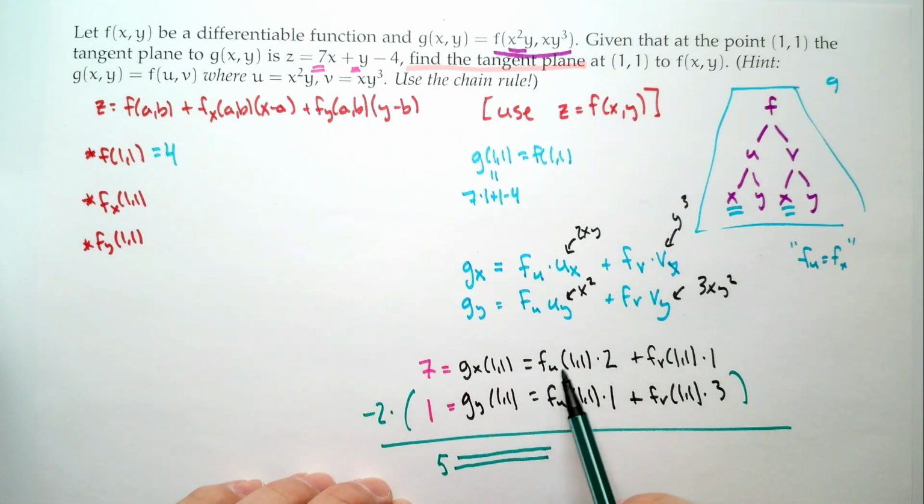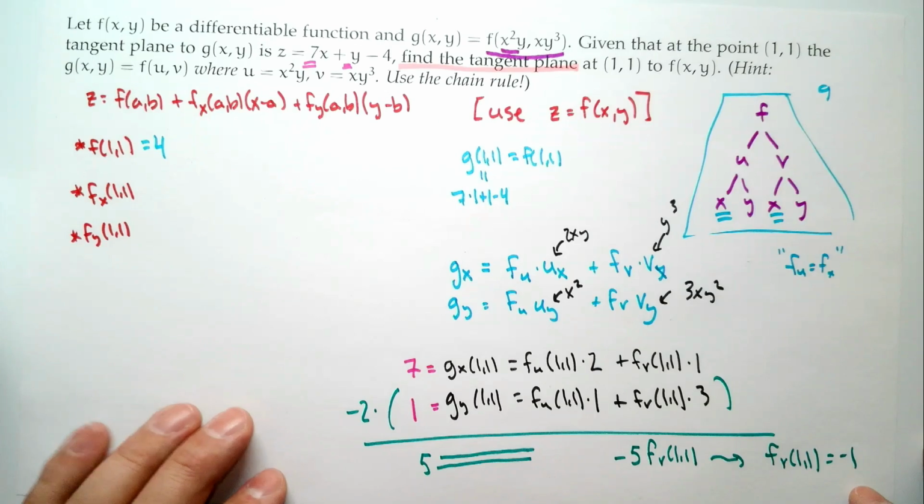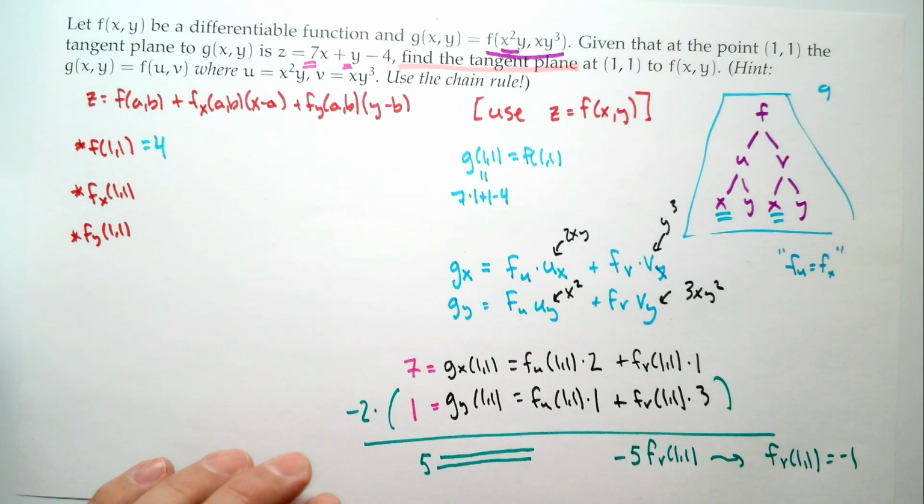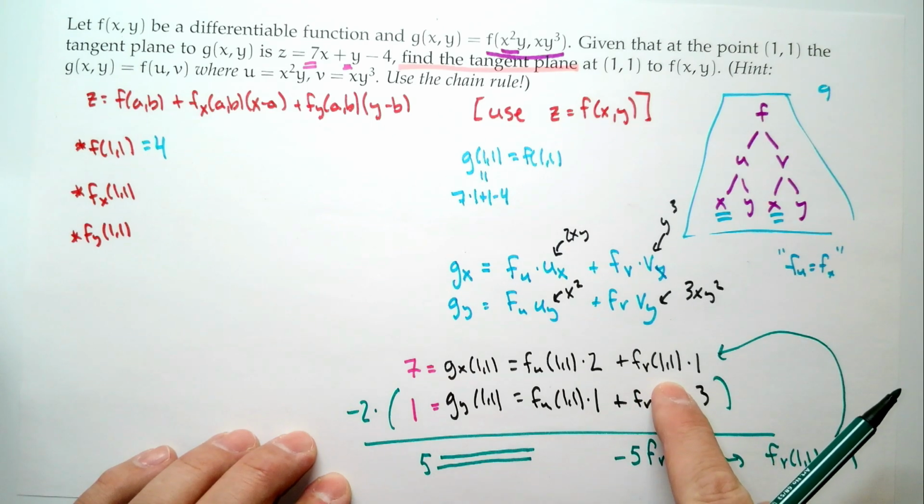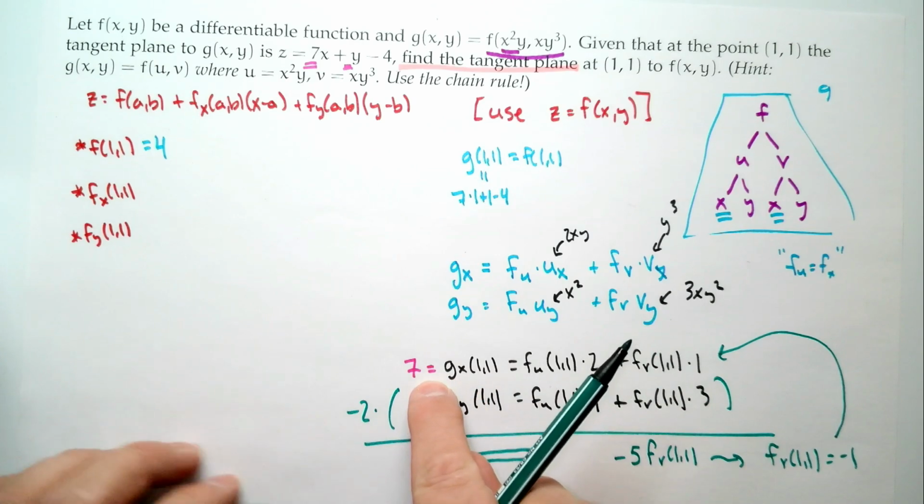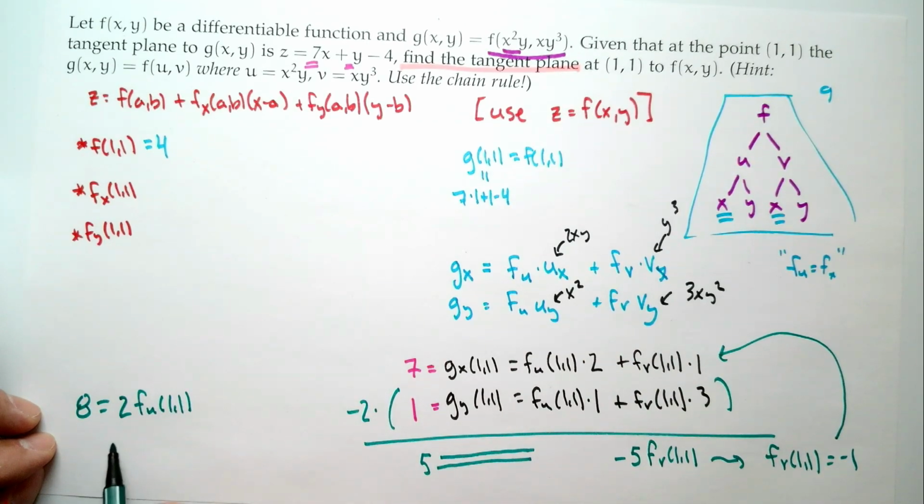Okay, so what do we get? We get 2 of these, minus 2 of these is gone. Then we get 1 of these, minus 6, so that's negative 5, FV at 1, 1, which tells us that the derivative with respect to the second slot is negative 1. Well, now that you know the derivative with respect to the second slot is negative 1, you can plug that information back in. Say you plug it in back here. This is negative 1. Then that equals 7, so you can get that 8, because I can move the negative 1 across. It's equal to twice what FU at 1, 1 is. So I get that F sub u, the derivative with respect to the first slot, is 4.